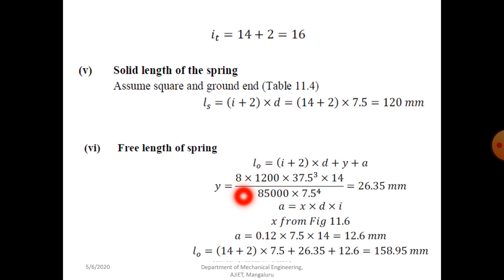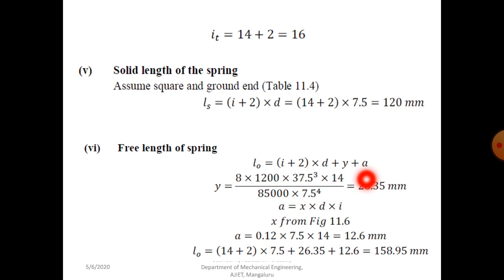That can be calculated like this: 8 into 1200 into 37.5 cube into 14 divided by 85 into 10 to the power 3 into 7.5 to the power 4, which is equal to 26.35 millimeters. The value given in the problem is 25, but that is not based on the standard diameter, because we got the standard diameter as 7.5. So if you substitute, you'll get 26.35 millimeters. You have to use this value in the calculation of the free length of the spring.